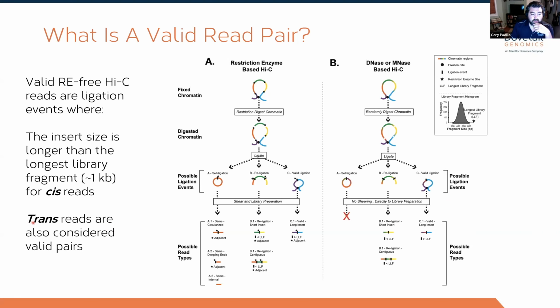One last thing to point out here is that trans reads are considered valid pairs. It's a little bit wishy-washy in the literature, but most matrix generation steps and most pairs parsers do not throw away trans reads. They retain them throughout the whole process. They might not be informative over cis regulatory elements, but they're still kept in the data.